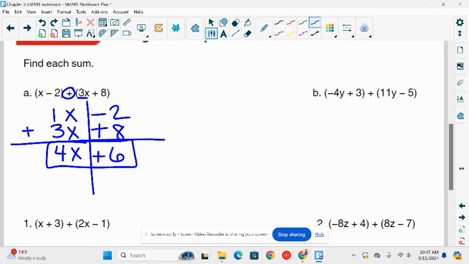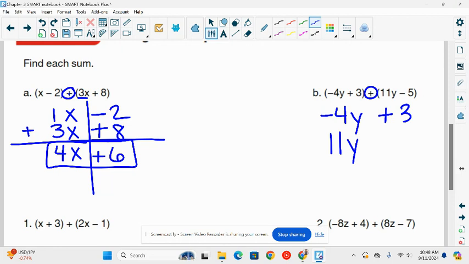Okay? Let's try B. Let's pay attention. Circle. What operation are we doing? Add. Because we're not always going to be doing adding. Sometimes there's going to be some subtraction. So we've got to pay attention to that. So I'm going to set it up. We've got negative 4y plus 3. I'm going to stretch it out. Y'all like to stretch everything up next to each other. It's hard to read things. Spread it out. I gave you the space.